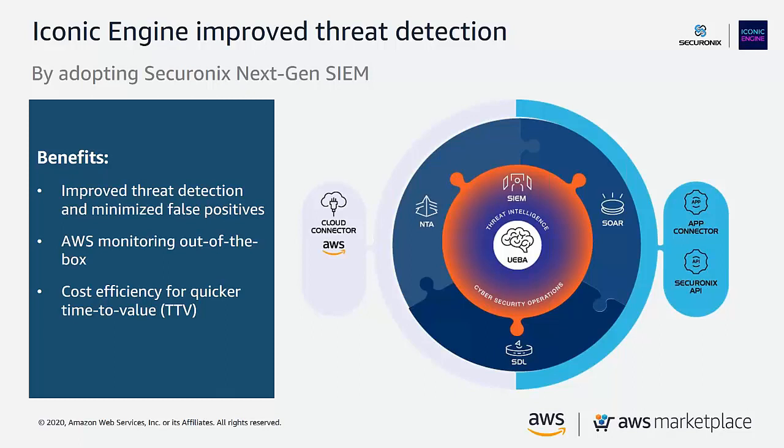So they chose Securonix, which has been a leader in the UBA, user behavior analytics, space, and they have successfully extended their machine learning and behavior anomaly detection capabilities to a full SIEM solution built on the AWS Cloud. With minimal operational overhead, rapid deployment, and no hardware infrastructure cost, Iconic Engine was able to save thousands of dollars in capital cost, time, and resource expenses.